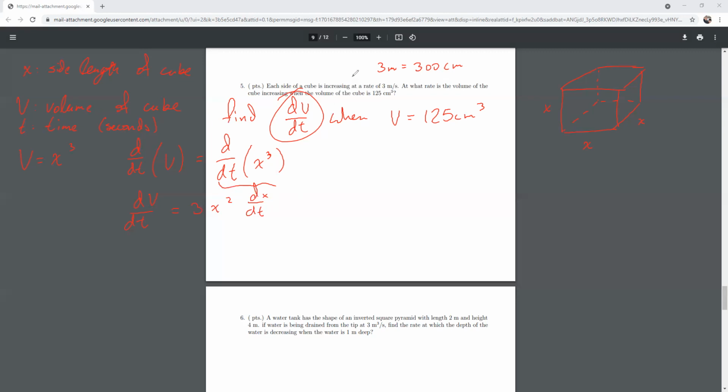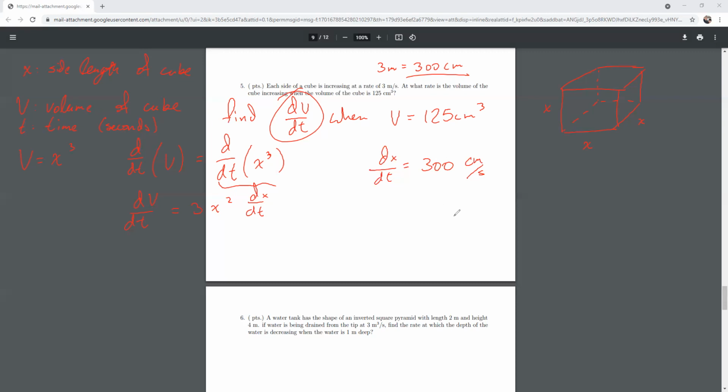So how do we utilize this last bit they gave us? Each side of the cube is increasing at a rate of 3 meters per second. Well, that's precisely what we set x to be. The side length is increasing with time. Therefore, it tells us that dx/dt is equal to, and recall that we're going to do it in this format, 300 centimeters per second.